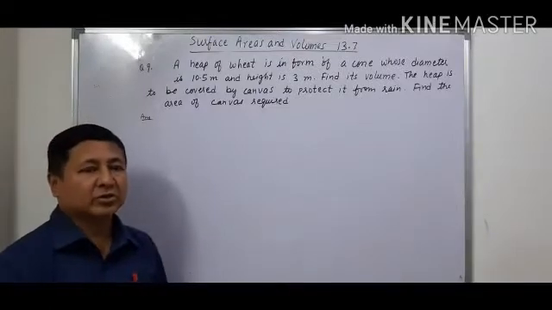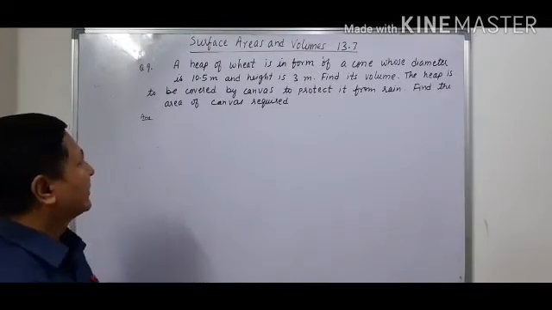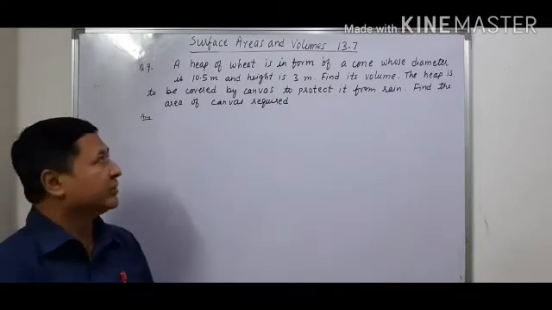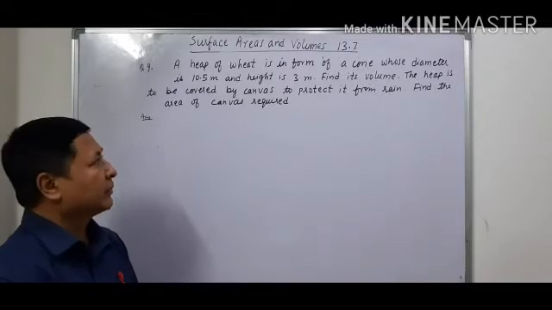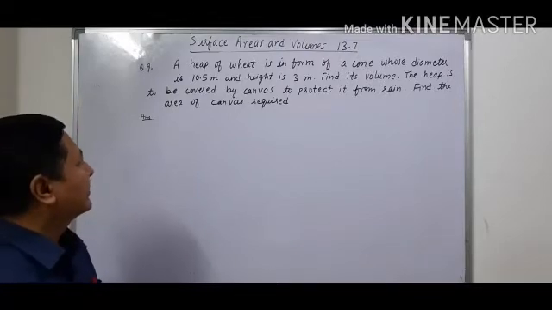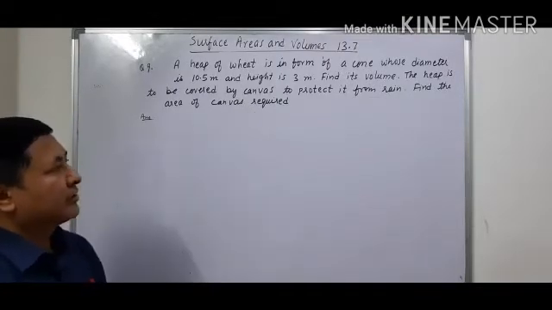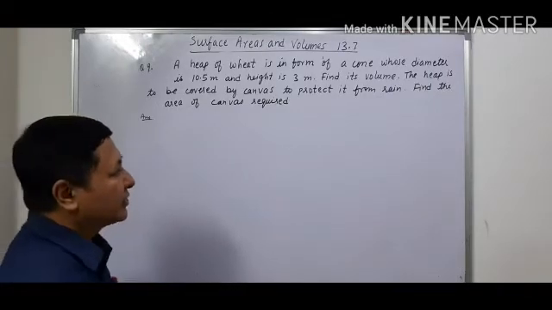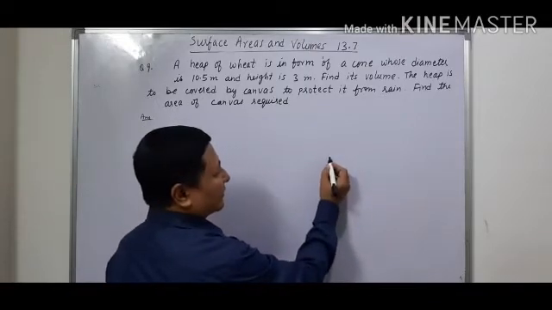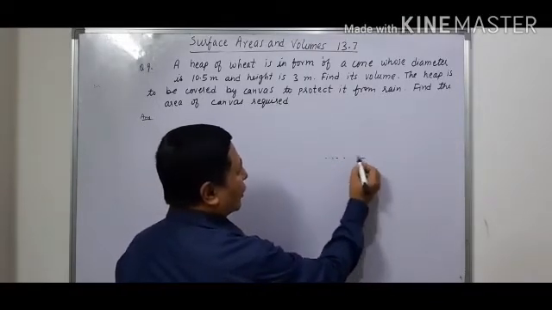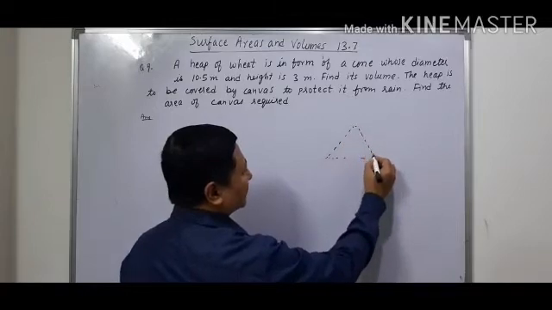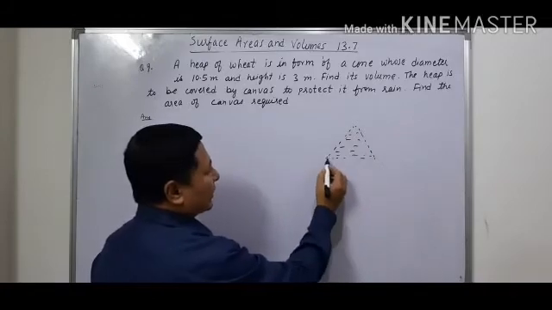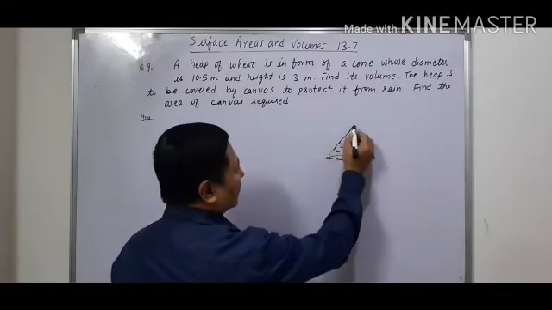Now let us solve question number 9 of exercise 13.7. A heap of wheat is in the form of a cone whose diameter is 10.5 meter and height is 3 meter. Find its volume. The heap is to be covered by canvas to protect it from rain. Find the area of the canvas required. Now the wheat collected by the farmer is in the shape of a conical heap, like this. So it is in the form of a conical heap.